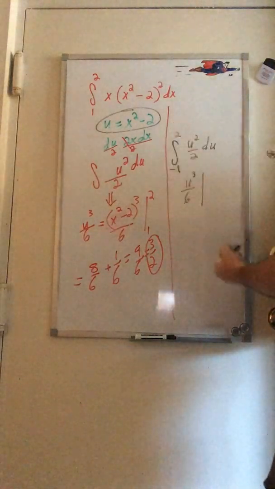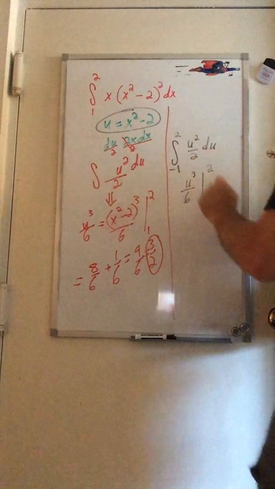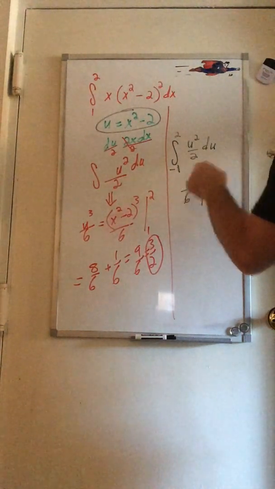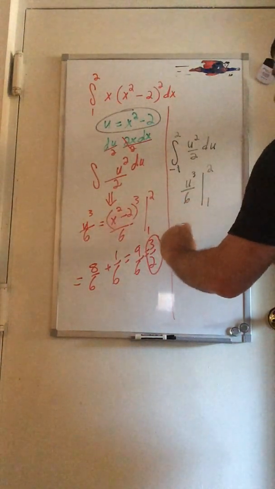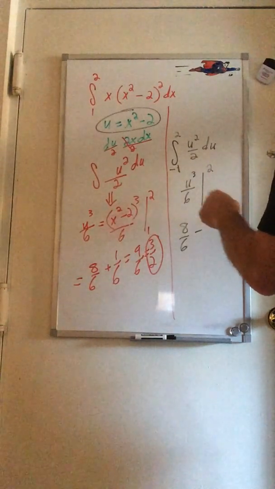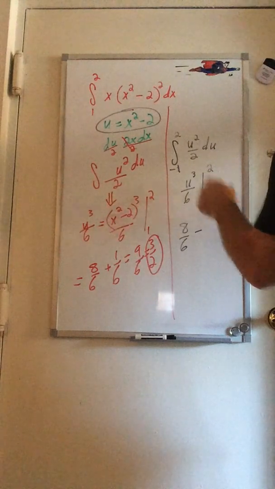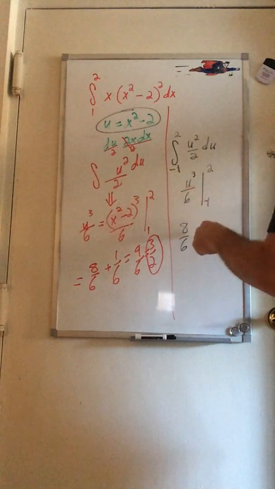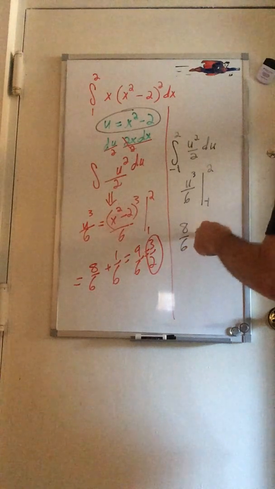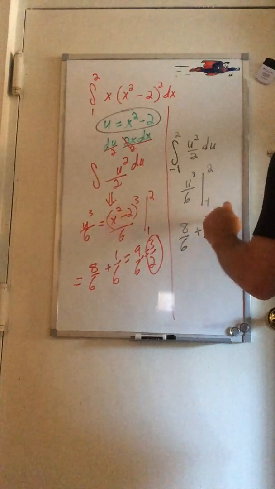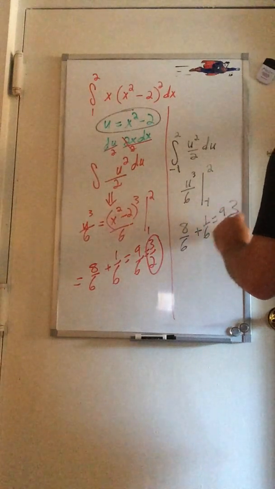Now since these are limits with respect to u, I can just evaluate there. If I plug in 2 cubed is 8, so that's 8 over 6, minus if I plug in negative 1, negative 1 cubed is negative 1 over 6, that's negative 1/6. 8/6 minus negative 1/6 becomes plus 1/6, and we get 9/6, which is 3/2.